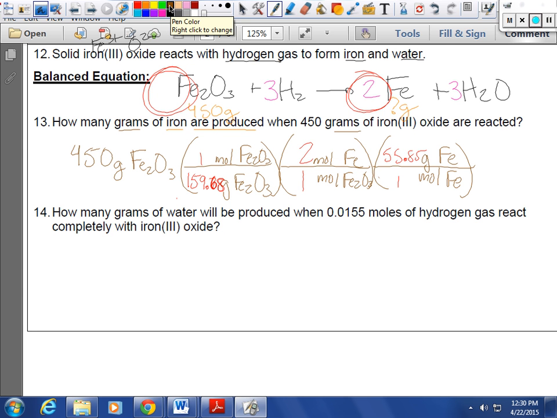Now, how many sig figs are in your given? There are 3. No, wrong. There are 2 in your given because the decimal point is absent. My apologies. So there's 2. So what's the answer to 2 sig figs? 310.